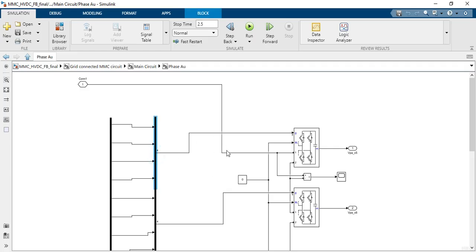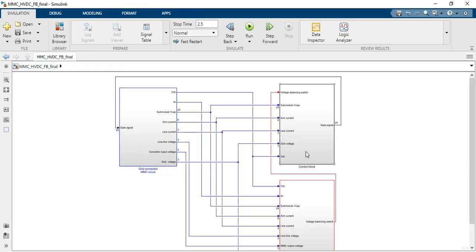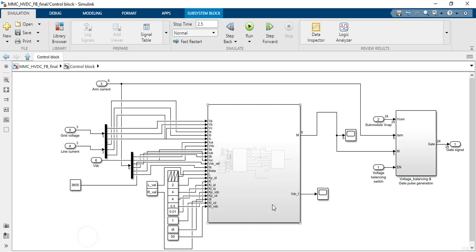So there are 4 switches, right? So yeah, this is our circuit, and this is our control part, right? In the control part we are controlling different things such as the DC voltage, DC current, circulating current, and we are taking the grid voltage and line current as a reference, right? We also have this module voltage balancing, you know, so this control I'll show you later on.